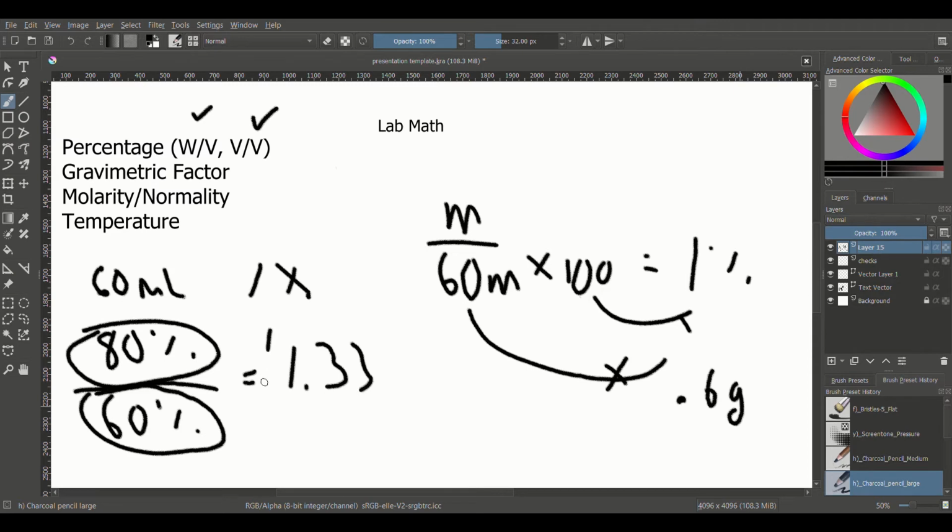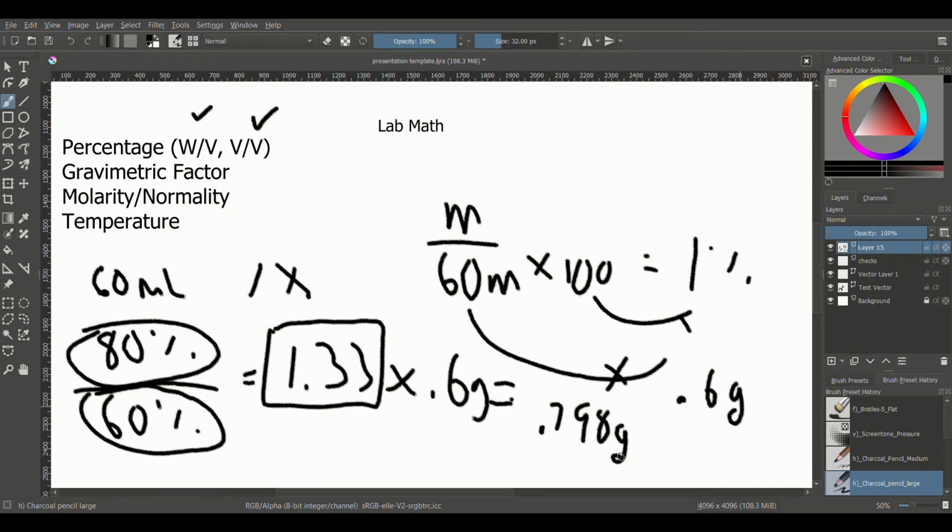So that is our gravimetric factor right there. In order to make this new dye with the procedure that we were using before, we used to use 6 grams to get that. But now we're going to take that 1.33 times our 0.6 grams, and that'll tell us how many grams we need to use now. So put that into our calculators as 1.33 times 0.6. So now we need 0.798 grams of this new stuff, which makes sense.